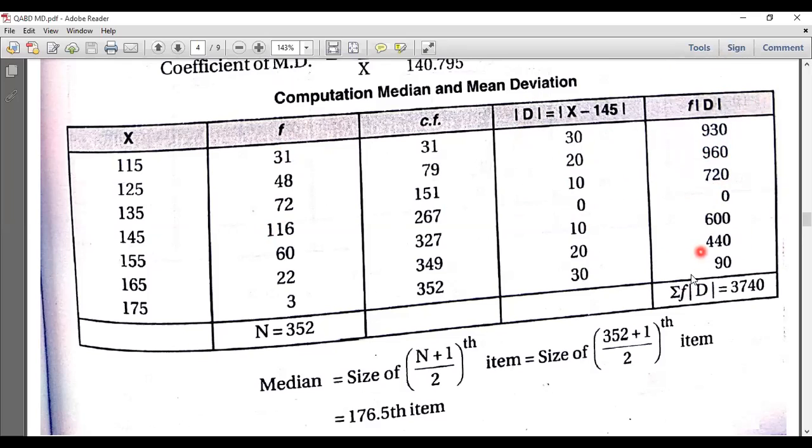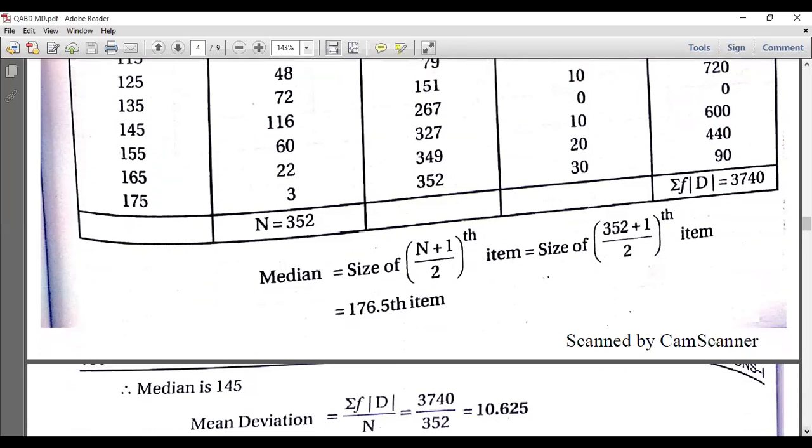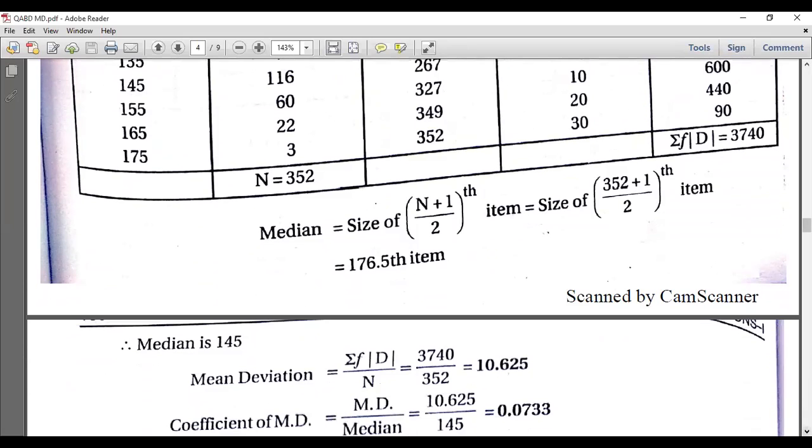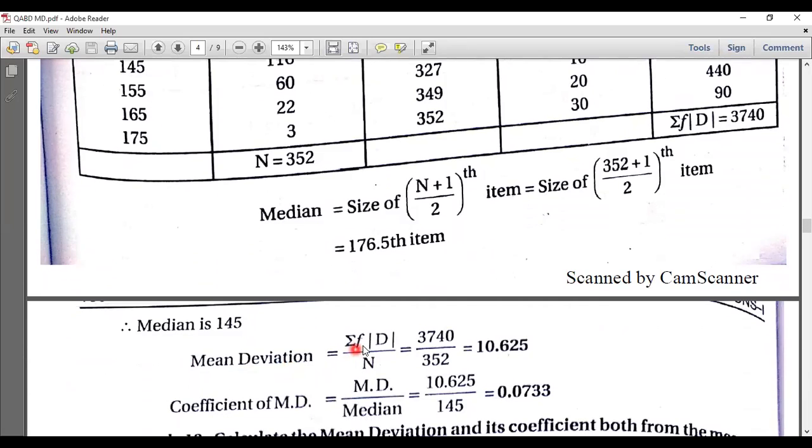Once you calculated everything, just total it all, we'll get the summation of f into modulus of D, that is 3740. Mean deviation is equal to summation of f into modulus D, that is 3740 divided by n. We get mean deviation is 10.625. Then find out the coefficient of mean deviation. Mean deviation, the value which we got here, 10.625 divided by the median 145, we'll get the coefficient of mean deviation. This is about discrete series.